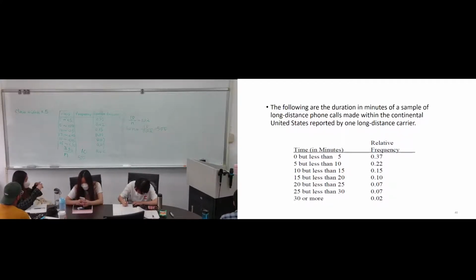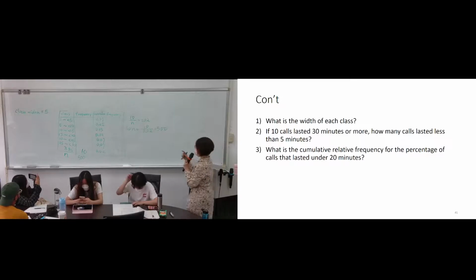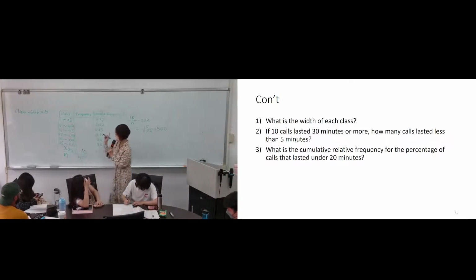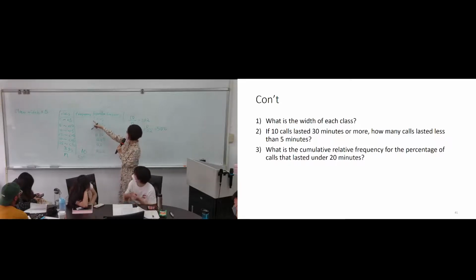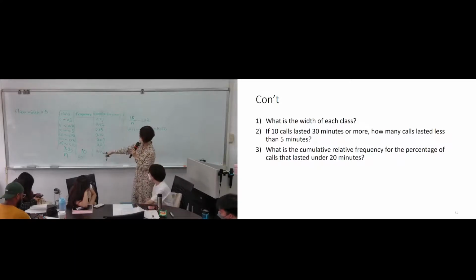It's here, from the question. It says if 10 calls lasted 30 minutes or more, how many calls lasted less than 5 minutes? So it asks us to find the frequency for the first class. How do we get the frequency for the first class? To find that, we should multiply 500 by 0.37.